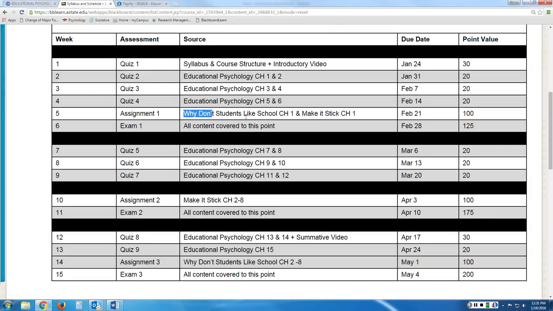And then the assignments are guided around those two supplementary texts. So for instance, for the first one, you're just going to do those introductory chapters, and then afterwards, assignment 2 is geared around Make It Stick, and assignment 3 is geared around Why Don't Students Like School? And these are really good books for you to have as you read as you go along, right? So I'm asking you to read 6 chapters in a week, but know in advance that you could start reading at any point in time that you feel comfortable.